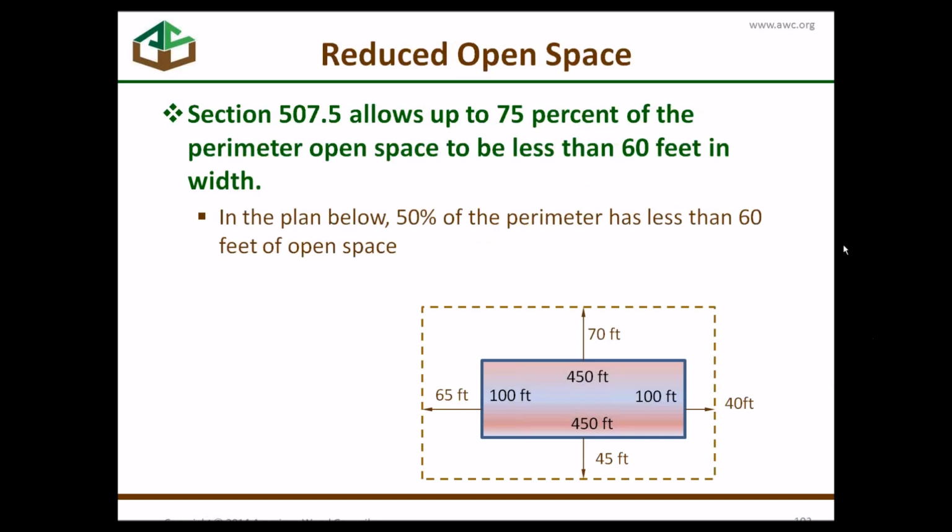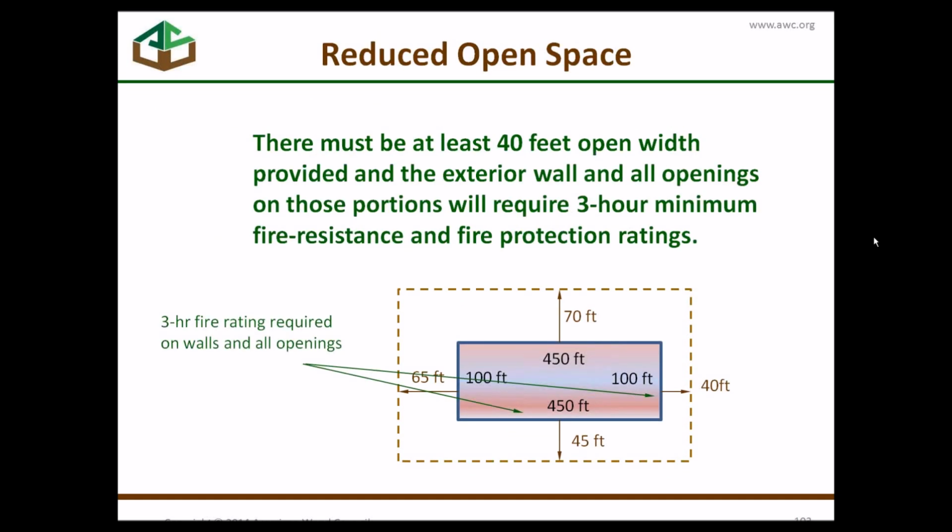And then finally, let's say you have a site where you don't have 60 feet all the way around. In every other way, you comply with the requirements to be an unlimited area building, but you don't have that 60 feet on one or two sides, as shown in this picture here. Well, the code does have an exception allowing you to go ahead and rate those exterior walls and the openings for 3 hours, and still be unlimited in area.